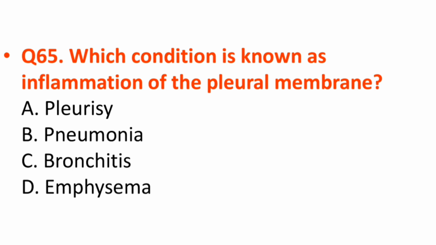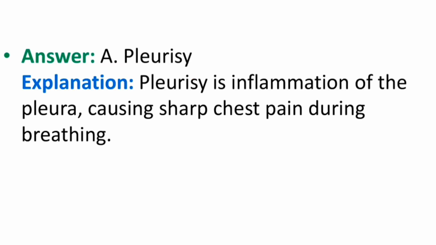Which condition is known as inflammation of the pleural membrane? Option A, pleurisy; option B, pneumonia; option C, bronchitis; option D, emphysema. The correct answer is option A, pleurisy. Pleurisy is the inflammation of the pleura causing sharp chest pain during breathing.